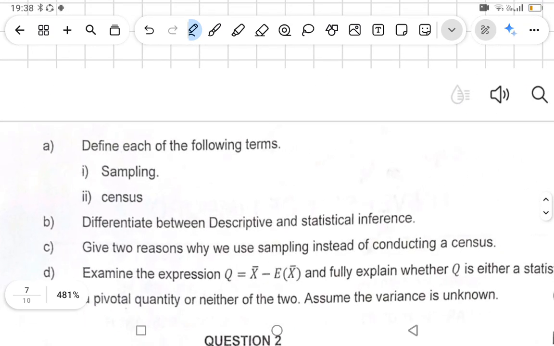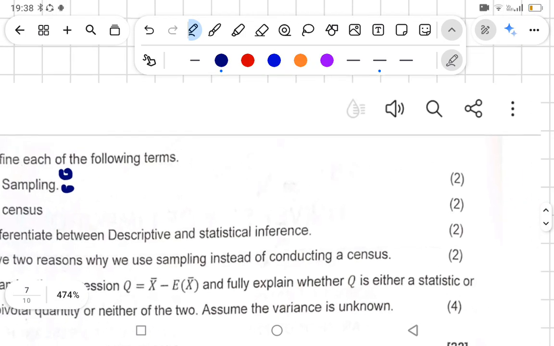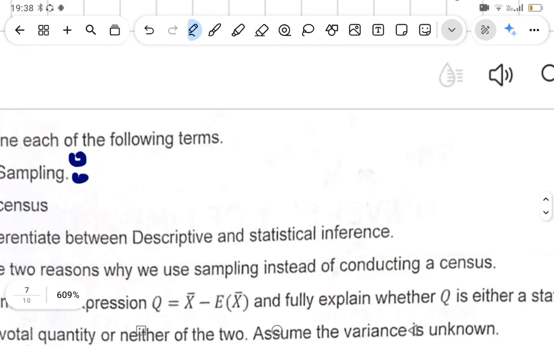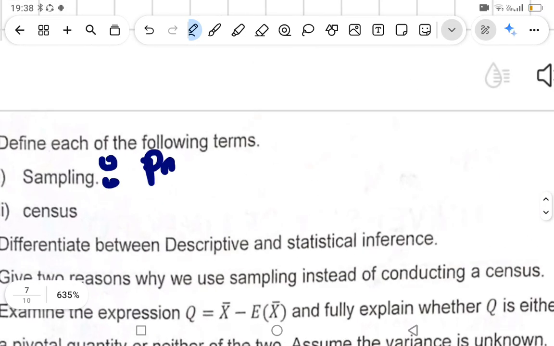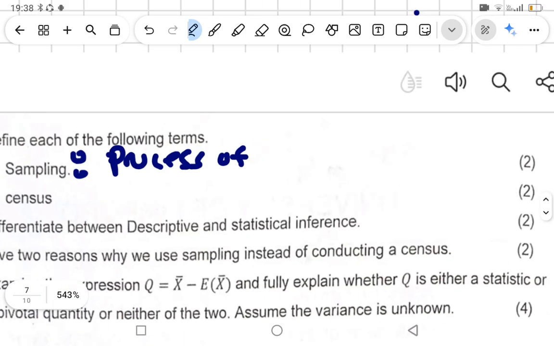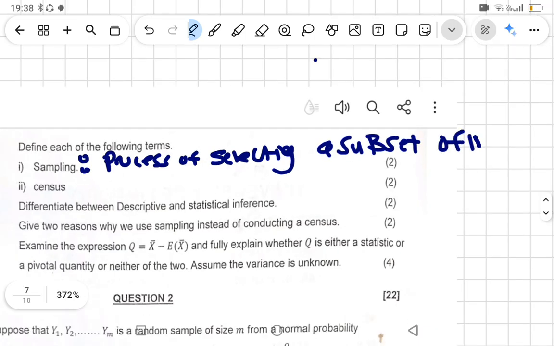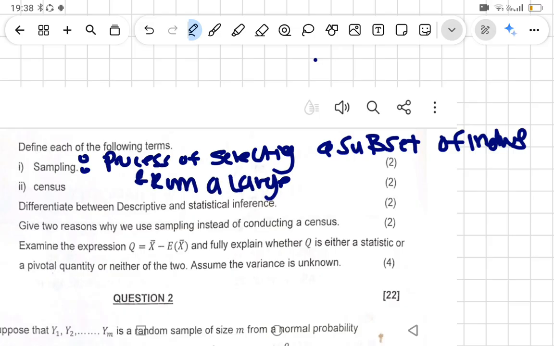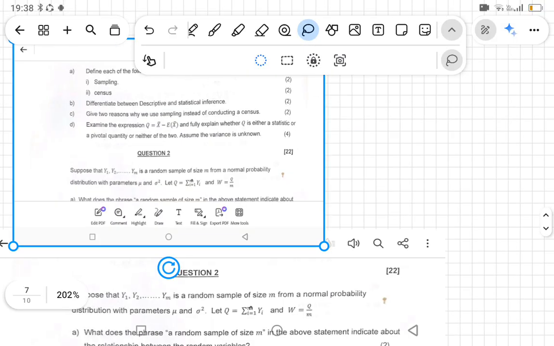So here they are saying define what is sampling. The keyword here is that you are selecting a subset of individuals from a larger population. I will say: process of selecting a subset of individuals from a larger population. So this one is the definition for sampling.